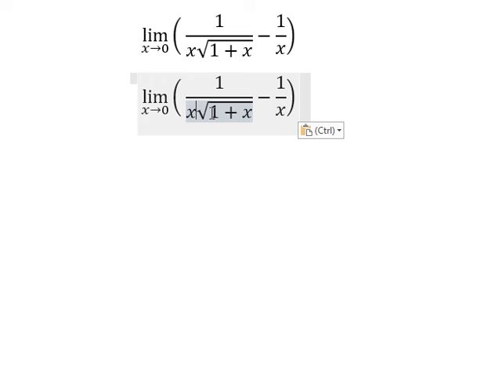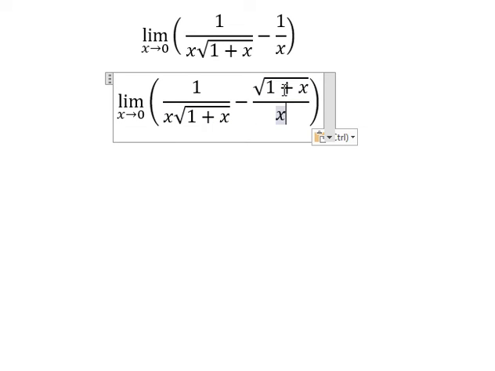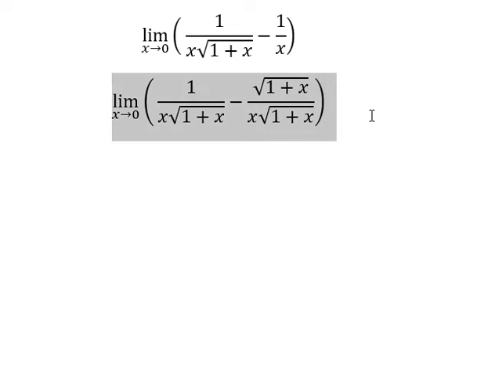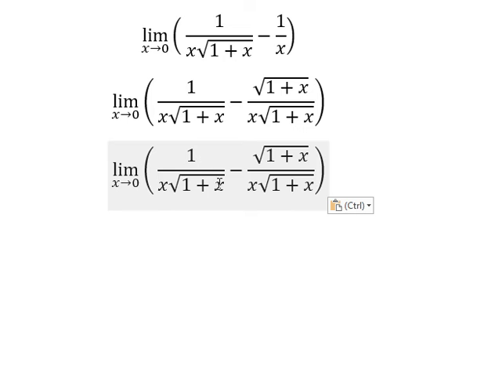We need to do common denominator for this one in here. Now we need to combine two fractions together.